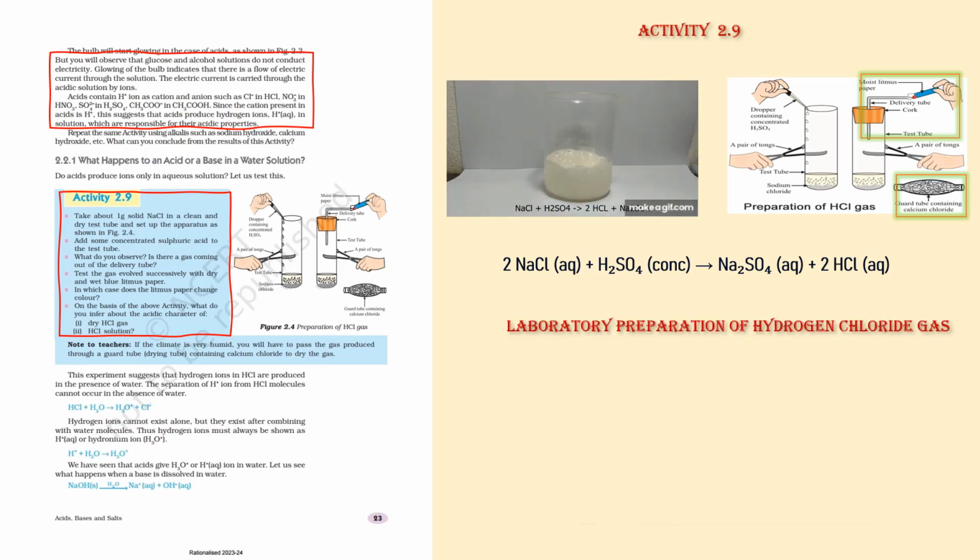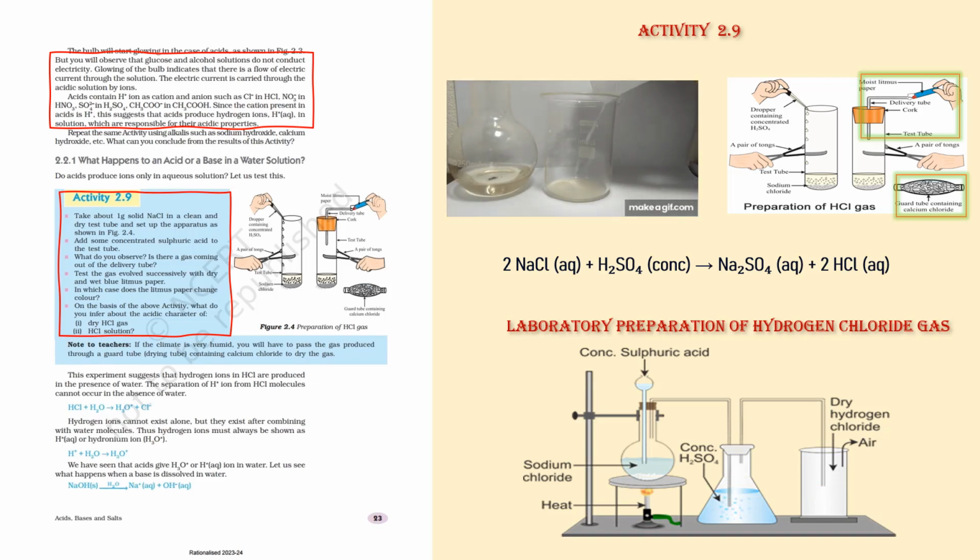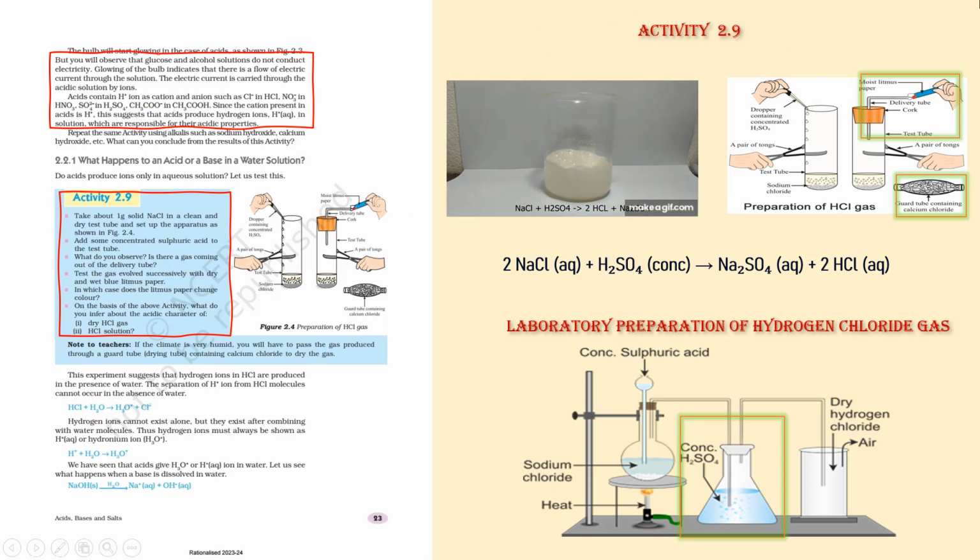Now let's look at the laboratory preparation of hydrogen chloride gas. Though it is not a part of your textbook, I would like to highlight here the existence of concentrated sulfuric acid. We have discussed the importance of calcium chloride. It is a dehydrating agent. Similarly, concentrated sulfuric acid is also a dehydrating agent. So in this experiment, when this hydrogen chloride gas is collected, it is completely dry. Therefore, it will not turn blue litmus red.